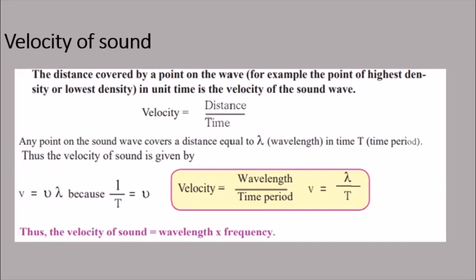Now wavelength is represented by lambda. So this is the sign of lambda, that is V is equal to lambda upon T. Now 1 upon T is equal to nu, that is the frequency. So from this we get the formula that V is equal to nu into lambda, that is wavelength into frequency.